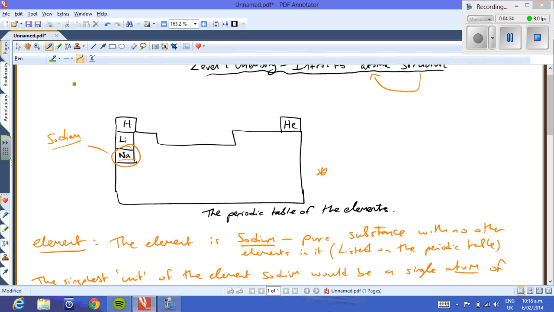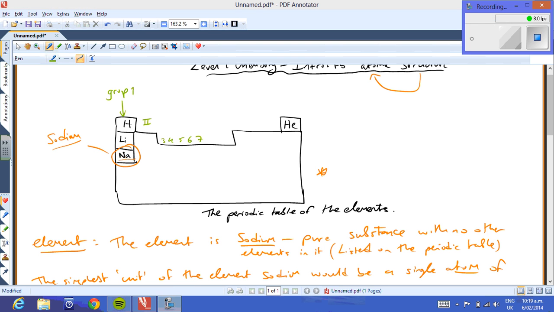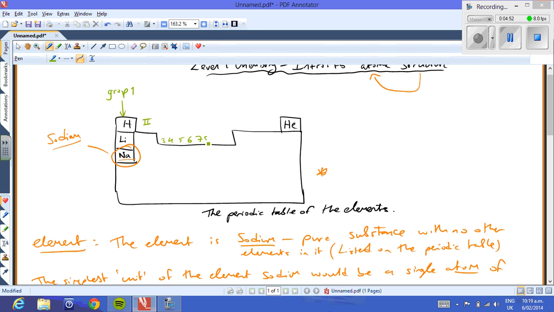So on the periodic table, you will find that sodium is in group 1. So the groups go across in vertical columns. Group 1 is there, group 2 is there, 3, 4, 5, 6, 7, 8, 9, 10, 11, and 12 are all in there. And then group 13, 14, 15, 16, 17, and group 18, which is where all elements would like to be.